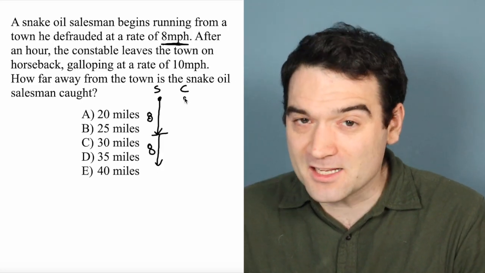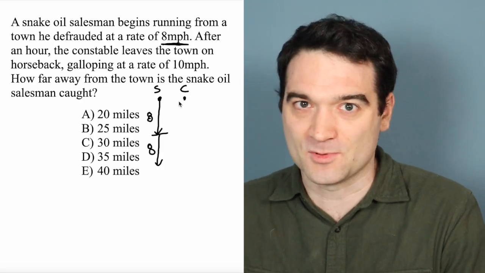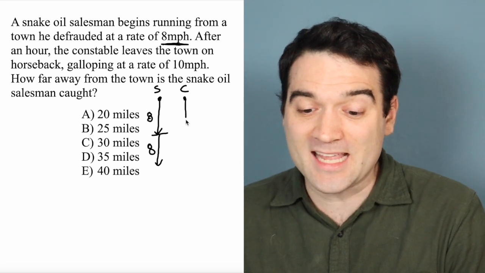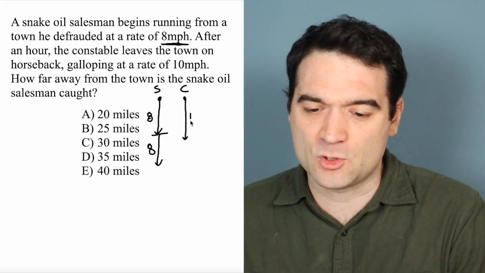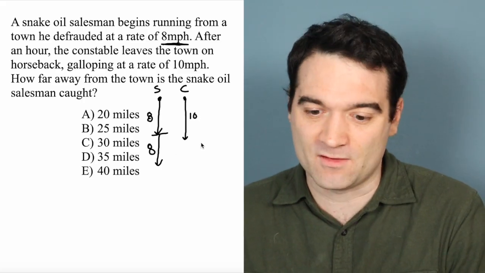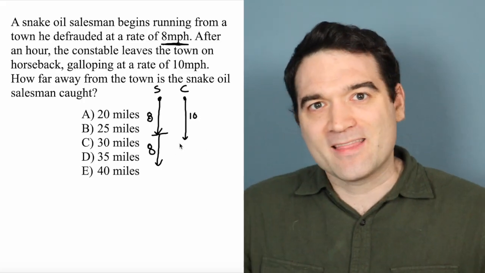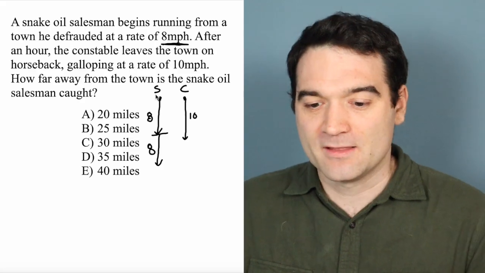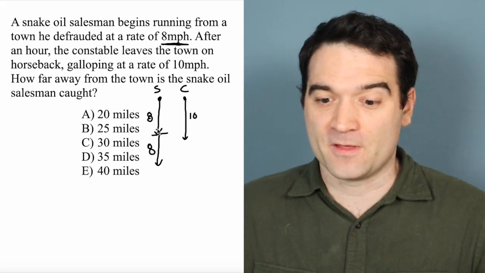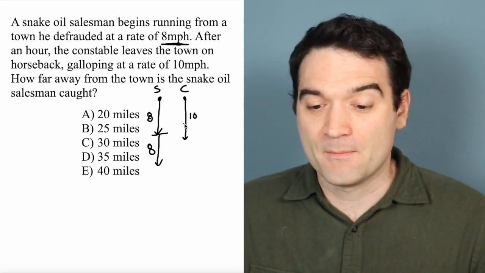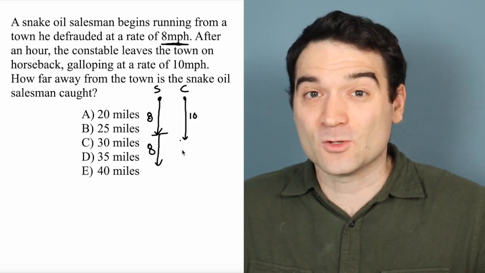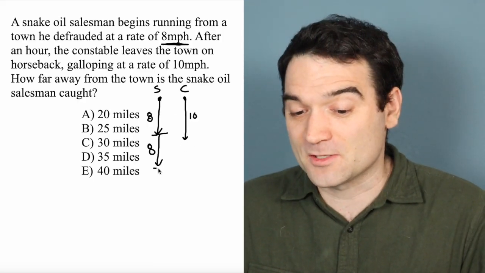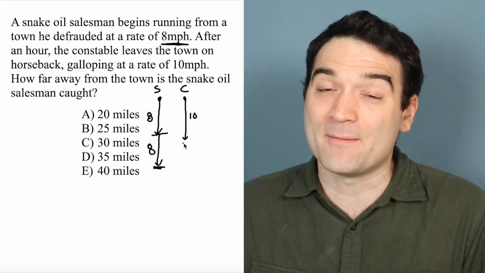But how far does the constable get in that hour? So once the constable starts moving, he gets 10 miles in an hour. So he closes the gap a bit between the snake oil salesman and himself, right? So at the beginning, the gap was 8 miles, right? The snake oil salesman got 8 miles away before the constable started chasing him. But another hour goes by, and now the gap is what? It's only 6 miles, because the snake oil salesman is 16 miles away and the constable's 10 miles away.